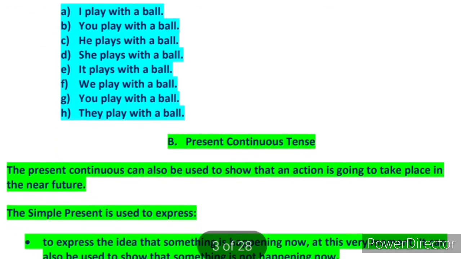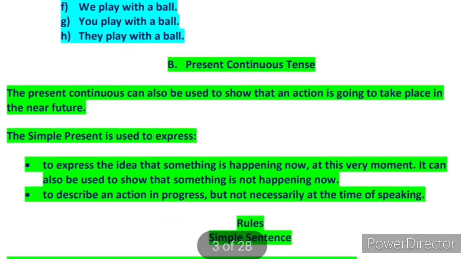Now, next is the second type of tense in the present tense, which is present continuous tense. So why do we use it? The present continuous tense is used to show that an action is going on, or the action is going to take place in the near future. For example, whatever is happening right now, we will consider it continuous because it continues at the present time. We will say present continuous tense.